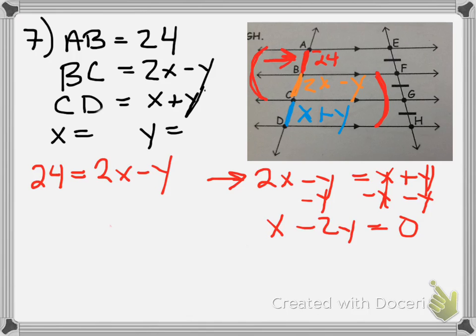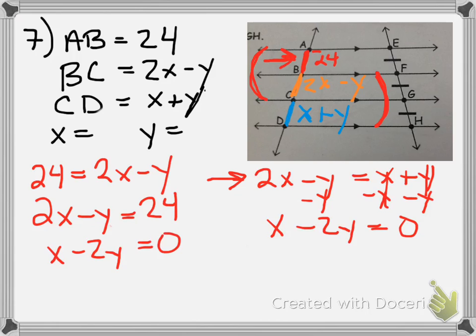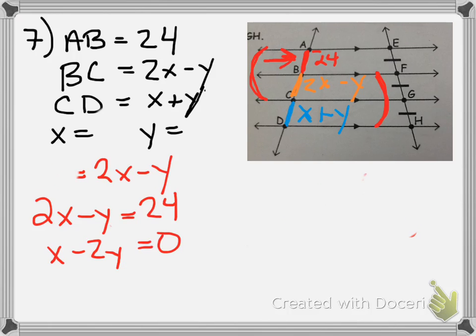Okay, so I'm going to rearrange this one to be 2x minus y equals 24, and then we've got x minus 2y equals 0. These are the two equations we're going to work with. So we know it's a system. That means we need to be able to put them together and get rid of one of those variables.